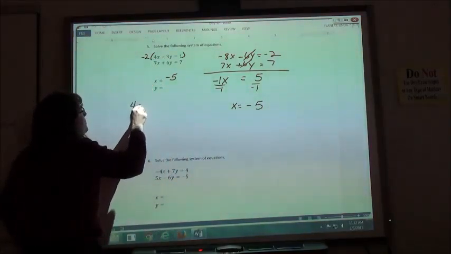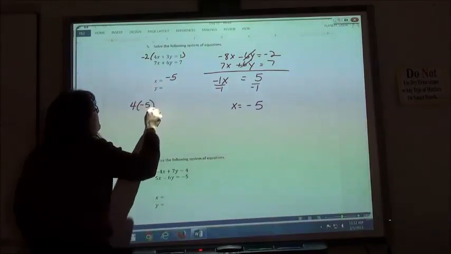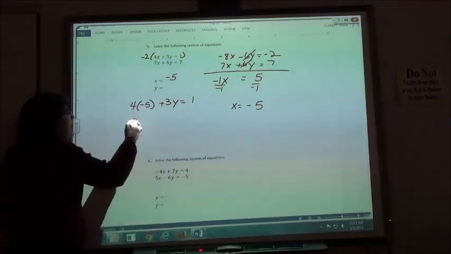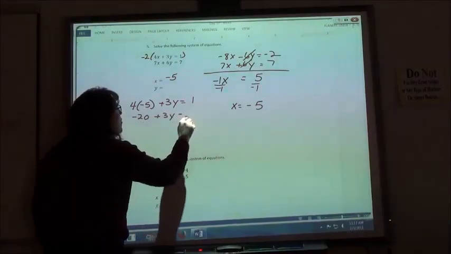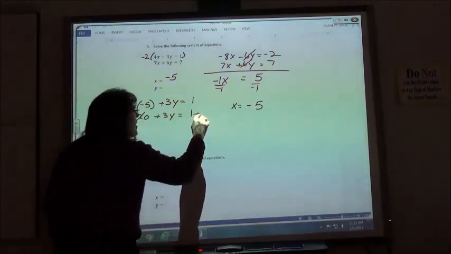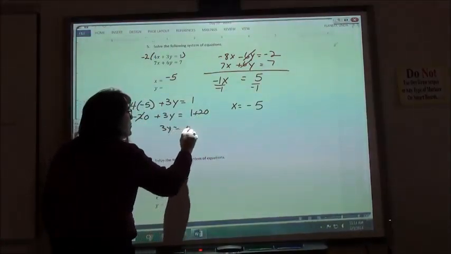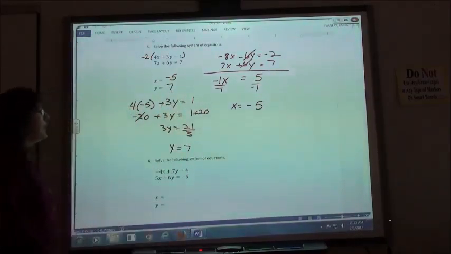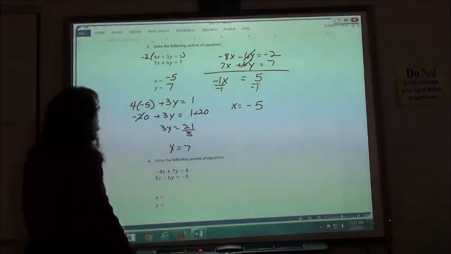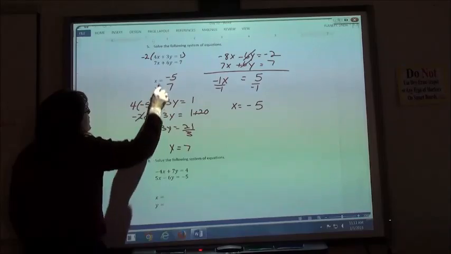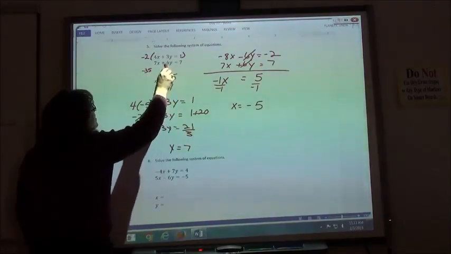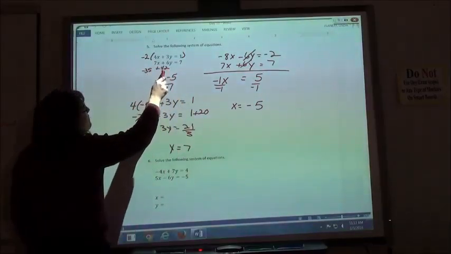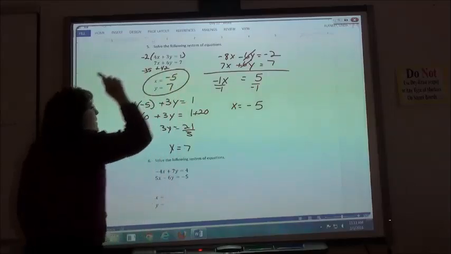I'm going to take 4 times my x value, which we said was -5, plus 3y equals my 1, and solve that equation. So here I get -20 plus 3y equals 1. I'm going to add my 20. So 3y equals 21. Divide by 3. y equals 7. Again, if I just want to quickly double check myself, 7 times the x value of -5 is -35. 6 times the y value of 7 would be +42. -35 plus 42 is 7. Yep, checks out.